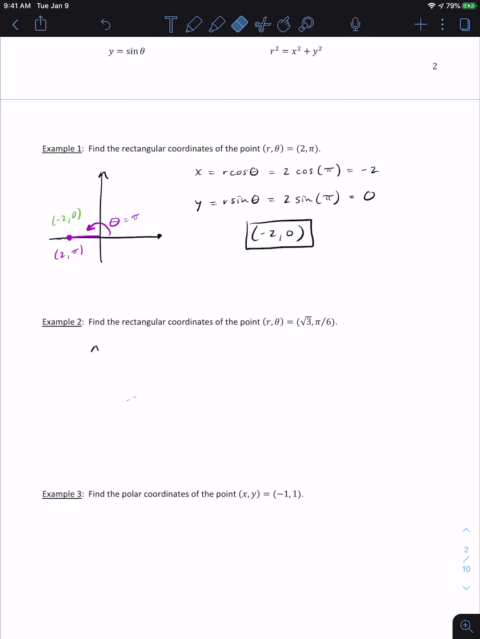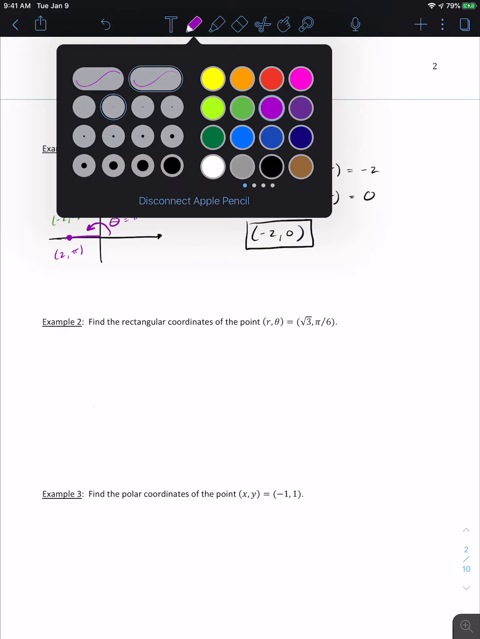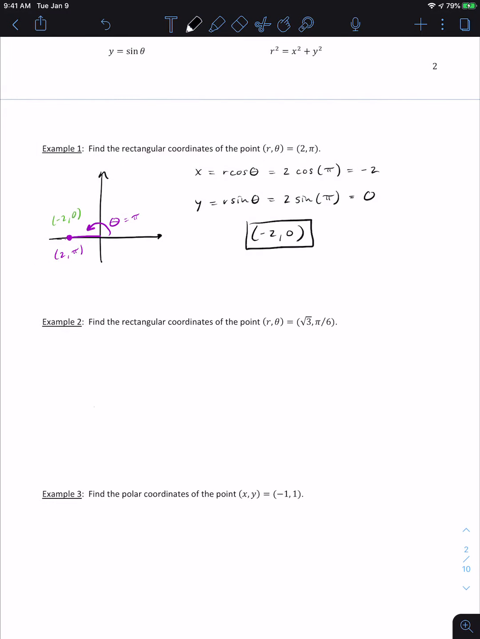So now let's find its rectangular coordinates. Again, x equals r cosine of theta. r is going to be radical 3, cosine of pi over 6. Cosine of pi over 6 is going to give us radical 3 over 2. So radical 3 times radical 3 over 2. Radical 3 times radical 3 is just 3, so I get 3 halves.